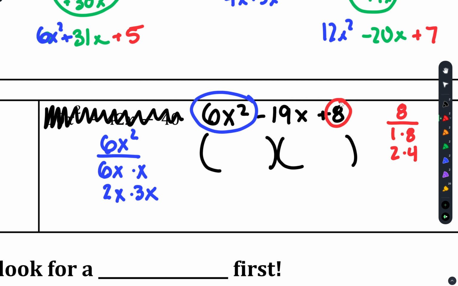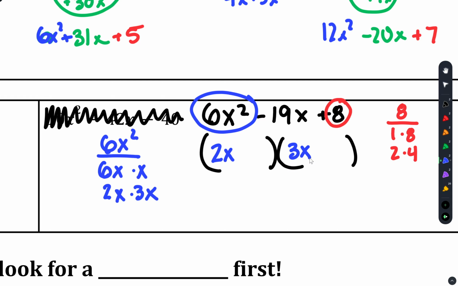You want to try the 2 and the 3x? Jaden's shaking his head no. Somebody tell me what you want to try. Anybody. And it's okay if it's wrong. We'll erase it. We'll try again. Okay, Branson says let's try 2x and 3x.